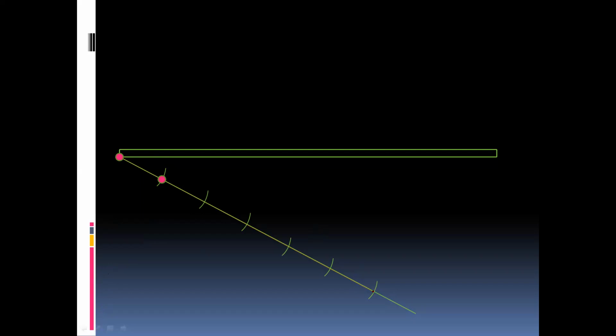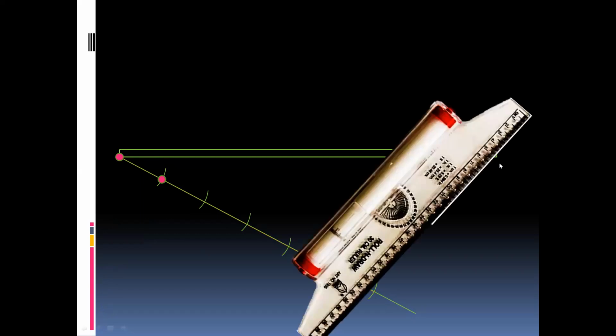Now connect this point with this point. So draw one line. You can use a roller scale and then draw the parallel line from the subsequent points. So just move this roller parallel to this line. You can observe here.